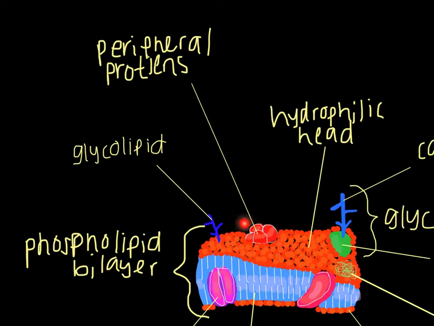Peripheral proteins serve much of the same purpose as integral proteins. However, peripheral proteins sit on top of the cell, while integral proteins go inside.